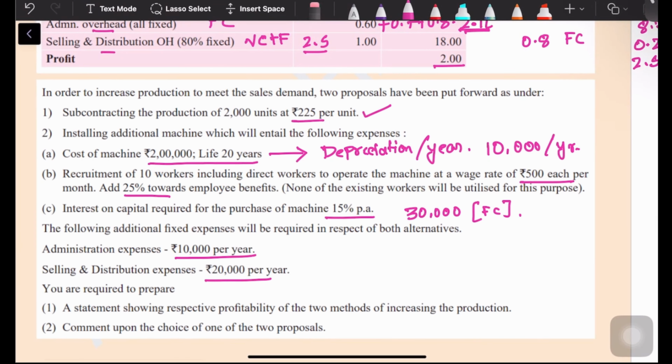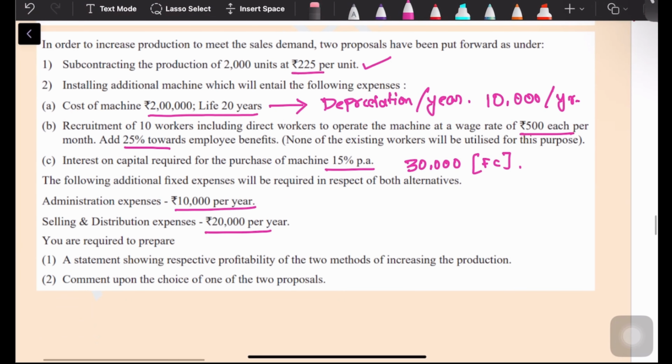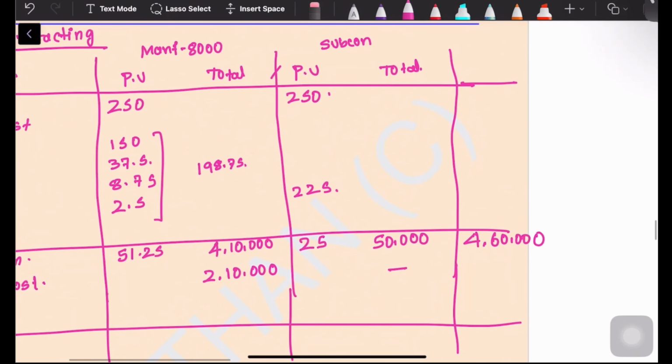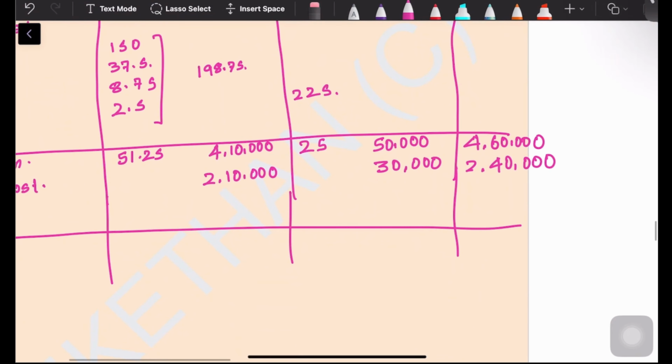In the question, we will also see the following additional expenses will be required in respect of both alternatives. So that means these two fixed costs get added in the second column. So this is not going to be 0. This is going to be 30,000. So my total fixed cost is 2,40,000. So my profit is 4.6 minus 2.4, 2,20,000.